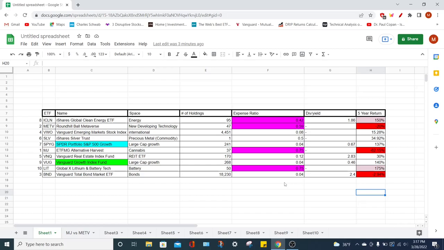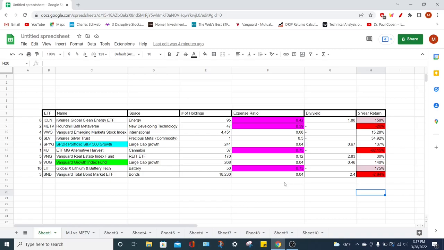Right next to that, we can see the dividend yield, and some of these give a pretty good dividend while others don't give any dividend at all. And then lastly, we have their 5-year return. However, when I compare these ETFs to each other, I am not going to compare their 5-year return, and instead I'm going to compare their long-run returns to each other. So I'm looking at data from over a 20-year period.